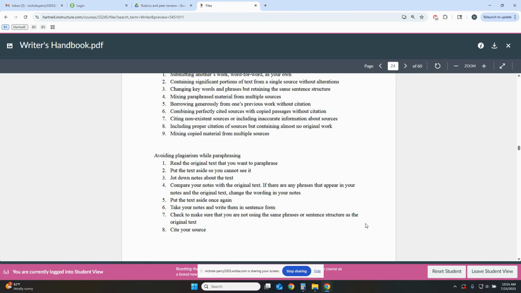Then you want to make sure that you are citing your source, because even if you're putting it in your own words, if you don't cite your source, it is plagiarism.